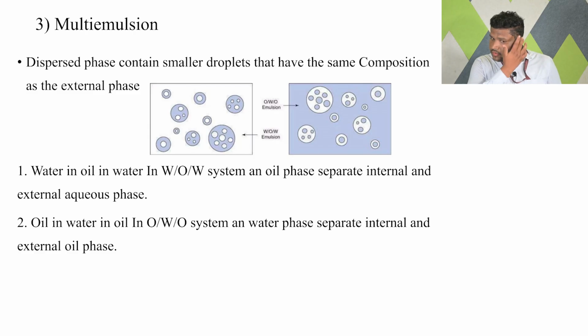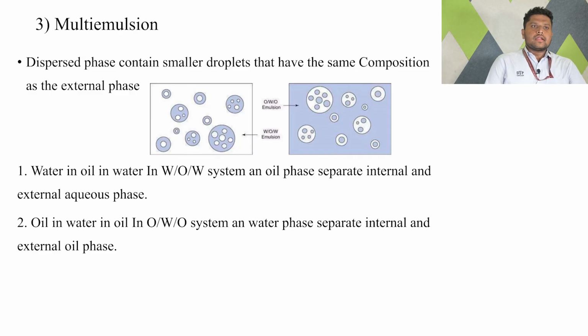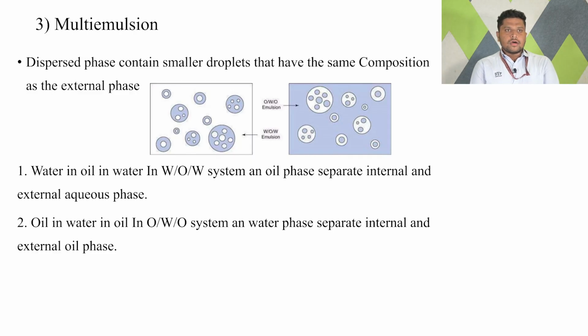Whenever you see the diagrams, there are two diagrams. The first diagram is water in oil in water, which has a maximum amount of white color. The second is oil in water in oil, which contains a maximum amount of blue color, which indicates the oil is the continuous phase and water is the dispersed phase. Okay, then we are going to move forward.